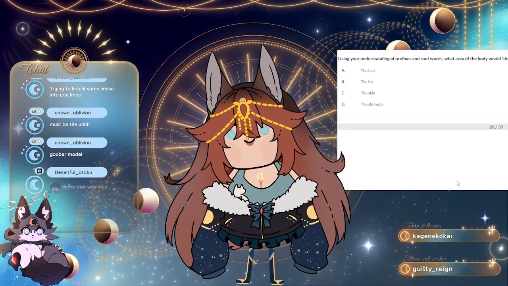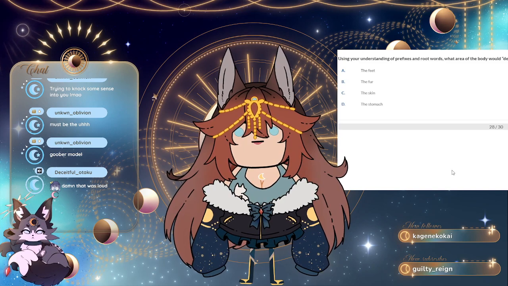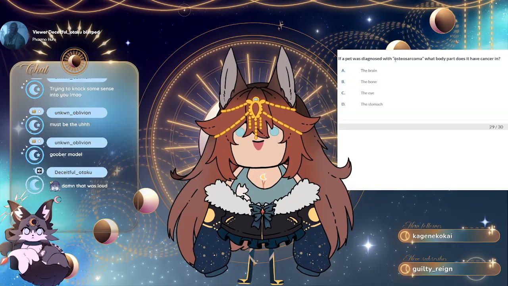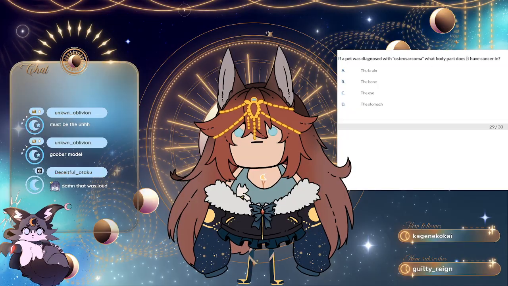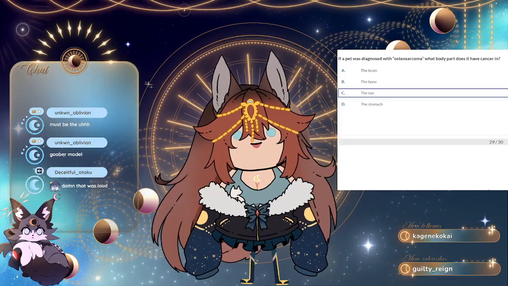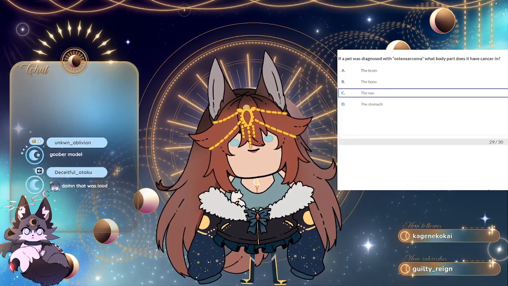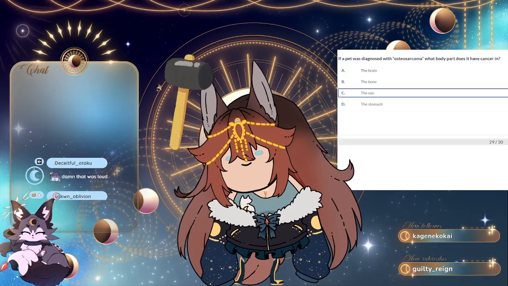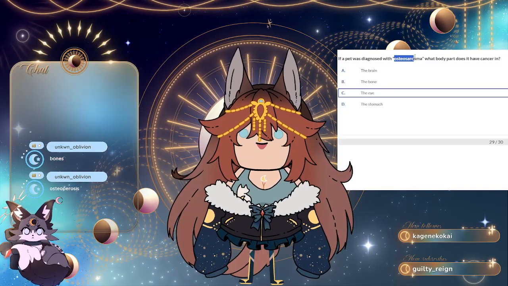We have two more. The understanding of prefixes and root words. What area would dermatitis affect? The skin. If a pet was diagnosed with osteosarcoma, isn't that the eye? Well, joke's on you. It's the bones. You're lying. There's no way.